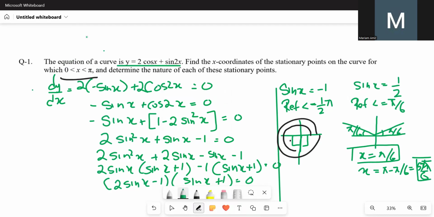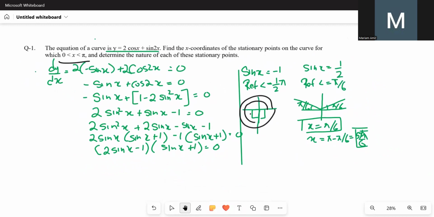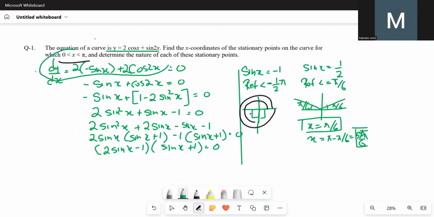So now we're going to determine whether each stationary point is a maximum or a minimum. For this, we're going to find the second derivative. So this was the first derivative. Let me write that again: dy by dx equals negative 2 sine x plus 2 cos 2x. Remember the 2's with this expression. Do not take the earlier expression as your first derivative. That would be wrong.